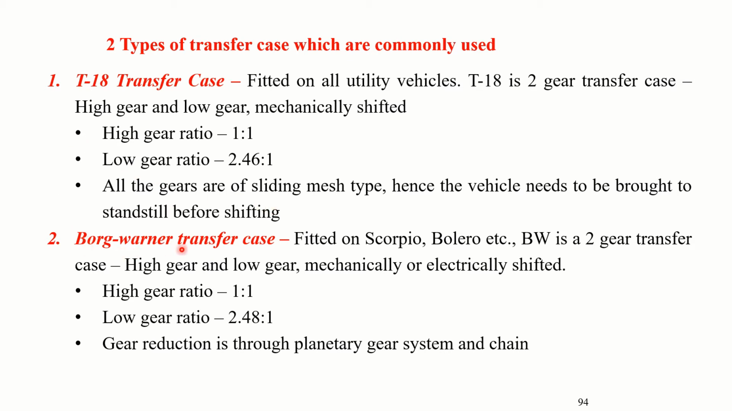The other one is the Borg-Warner transfer case, fitted on some of the Indian vehicles like Scorpio, Bolero, mainly Mahindra make. So Borg-Warner is a two-gear transfer case, high gear and again low gear, mechanically or electrically shifted. High gear ratio 1:1, low gear ratio 2.48:1. Here gear reduction is through planetary gear system. Here you have sliding mesh type, here you have planetary gear system. That's the difference between T18 transfer case and Borg-Warner transfer case.